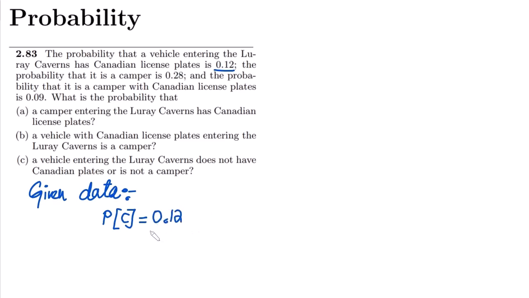Okay, similarly from this we can also find out the probability that the vehicle will not have a Canadian license plate. It would be 1 minus P(C), so that would be P(C complement), which is 1 minus 0.12, which is 0.88. So this is the probability that a vehicle will not have a Canadian license plate.